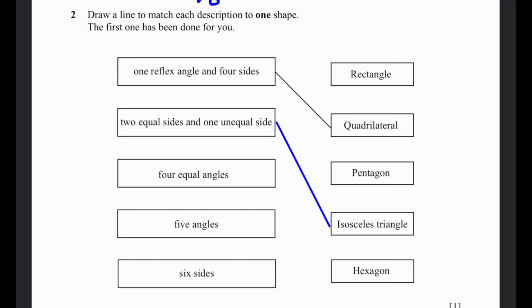Next, 4 equal angles. In that, we can say a square or a rectangle. Over here, it's a rectangle. So now 5 angles. A shape which has 5 sides also has 5 angles, which means a pentagon. 6 sides is obviously a hexagon.